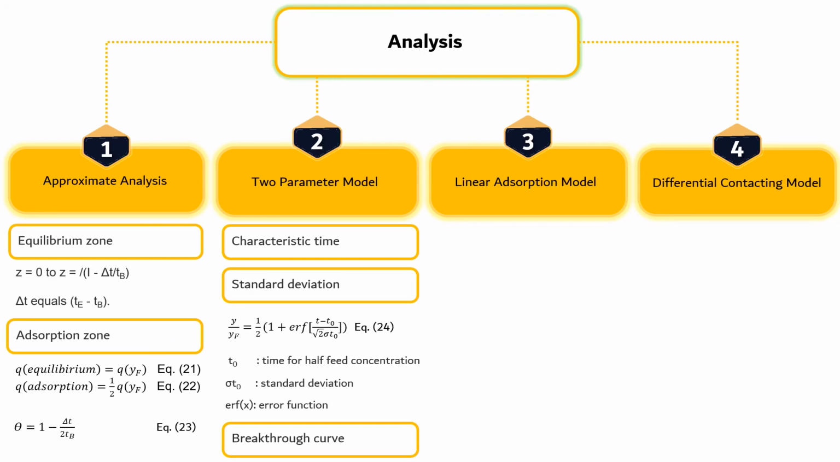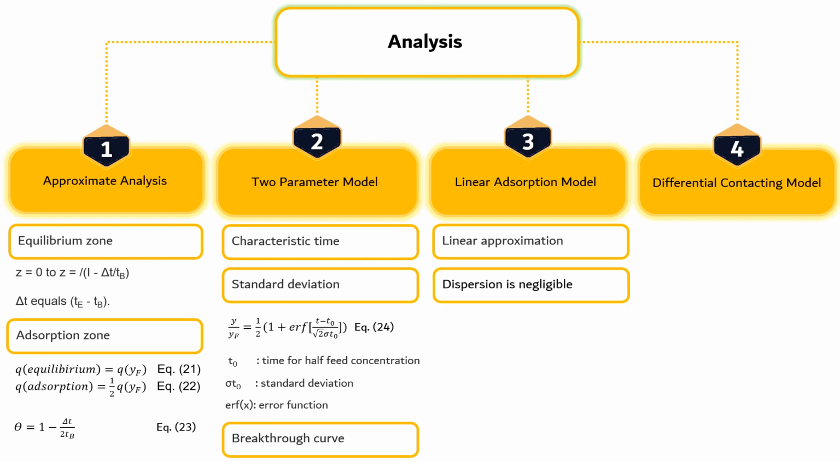Third, a linear adsorption model. The third method for analyzing fixed beds consists of solving the basic equations analytically for the case when the rate is linear. The Freundlich isotherm is replaced with the linear approximation. It is also assumed that dispersion is negligible and the fluid in the bed at any given time is small relative to the total volume of the fluid treated, to give equation 25.